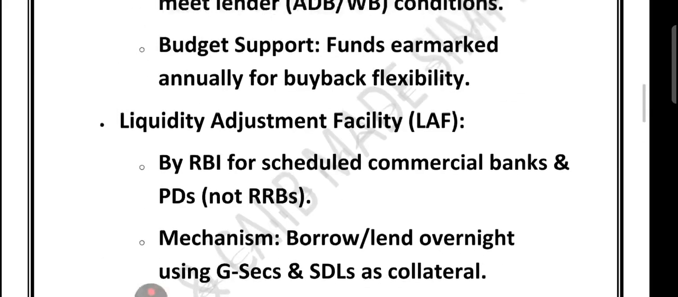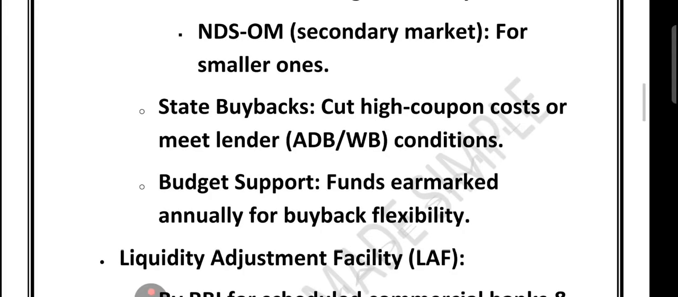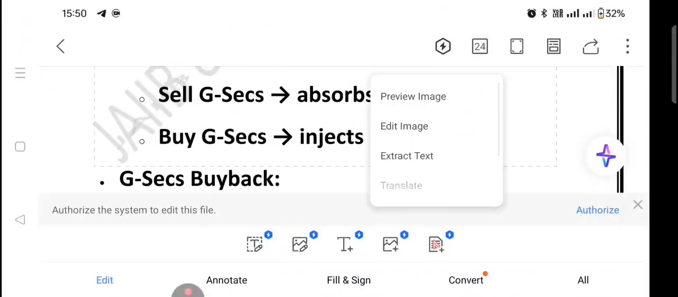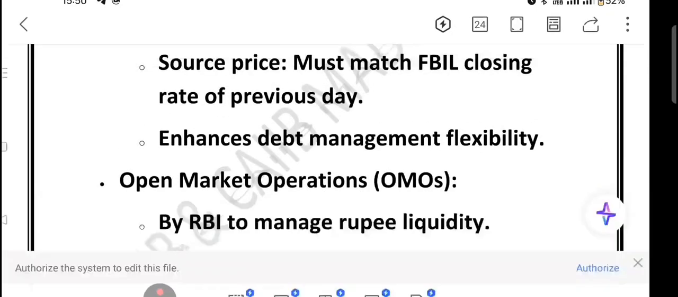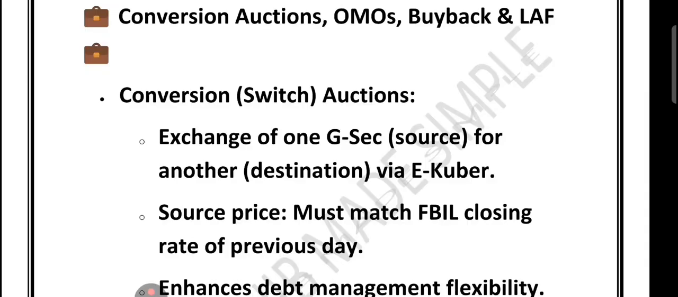So what we have covered in this slide, let me just recapitulate the key points. Please note it down. The first thing that I told you is conversion auction. Yes, we started here with conversion auction, right? I told you that in this conversion auction, we swap an old government security for a new one via a platform called the e-Kuber platform, right? I hope you are familiar with this platform.